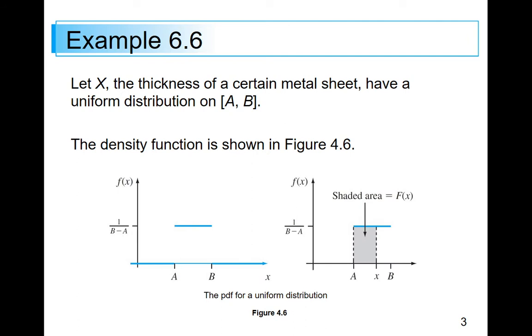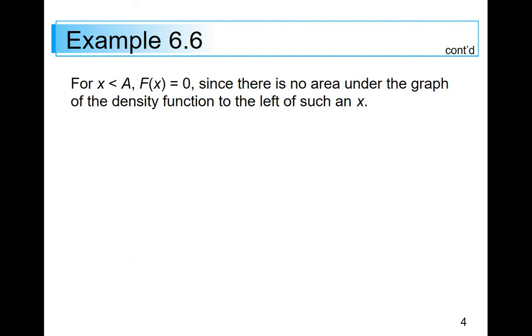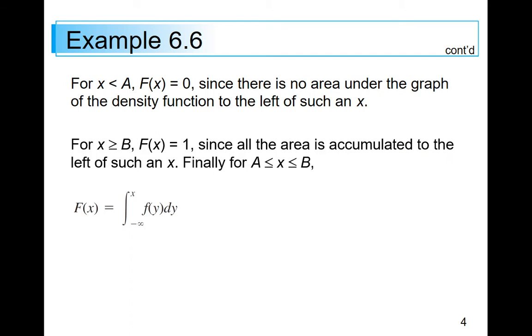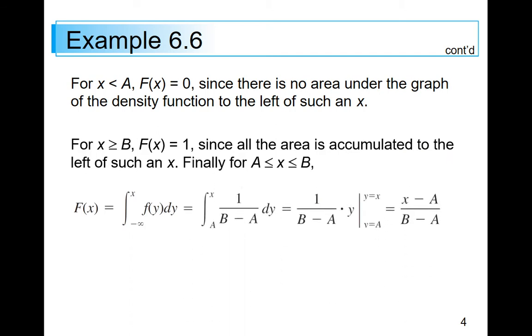So for example, if you have a uniform distribution, like you go from A to B, so your height will be 1 over b minus a. The shaded area will just be the area of this rectangle. Well, the width is x minus a. The height is 1 over b minus a. And so you'd integrate it that way and just have x minus a over b minus a.